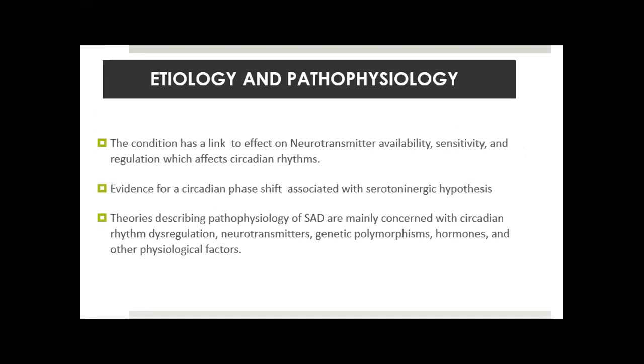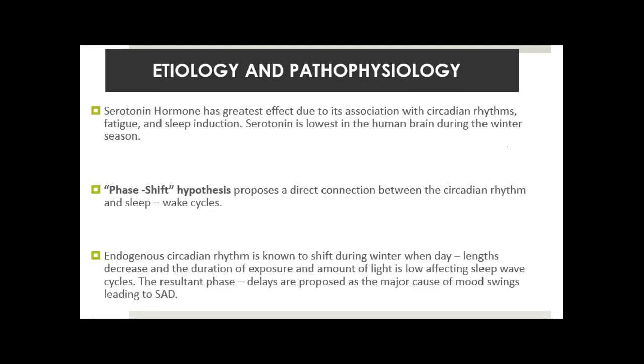Etiology and pathophysiology. The condition has been linked to effects on neurotransmitter availability, sensitivity, and regulation, which affects the circadian rhythms. There is evidence for a circadian phase shift associated with the serotonergic hypothesis. Theories describing the pathophysiology of seasonal affective disorder are mainly concerned with circadian rhythm dysregulation, neurotransmitters, genetic polymorphisms, hormones, and other physiological factors. The serotonin hormone has the greatest effect due to its association with circadian rhythms, fatigue, and sleep induction. Serotonin is lowest in the human brain during the winter season.